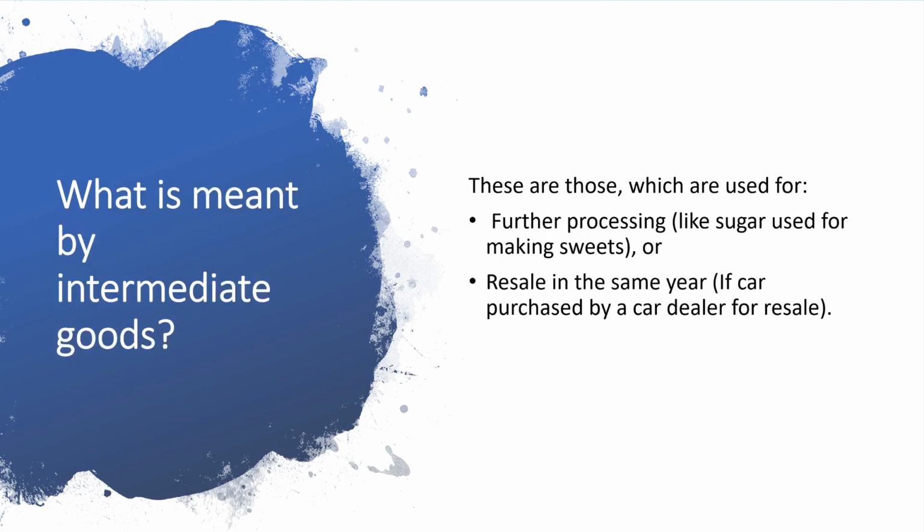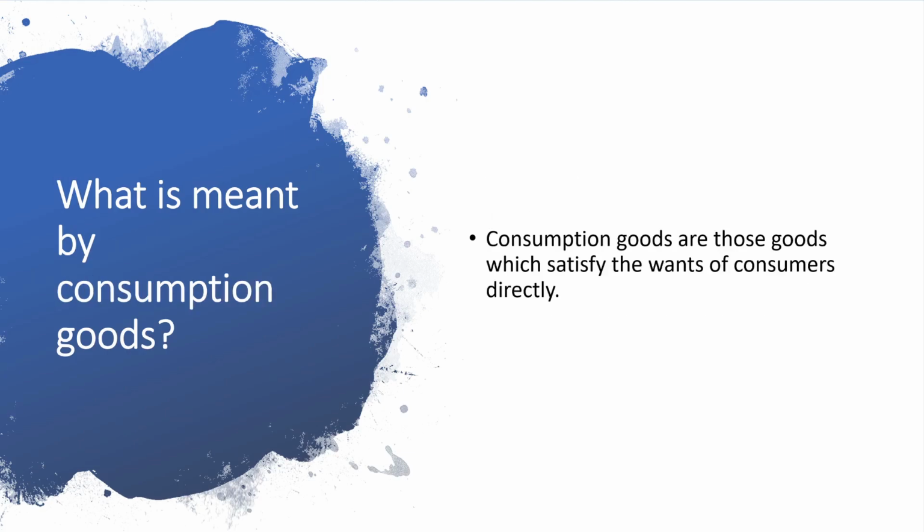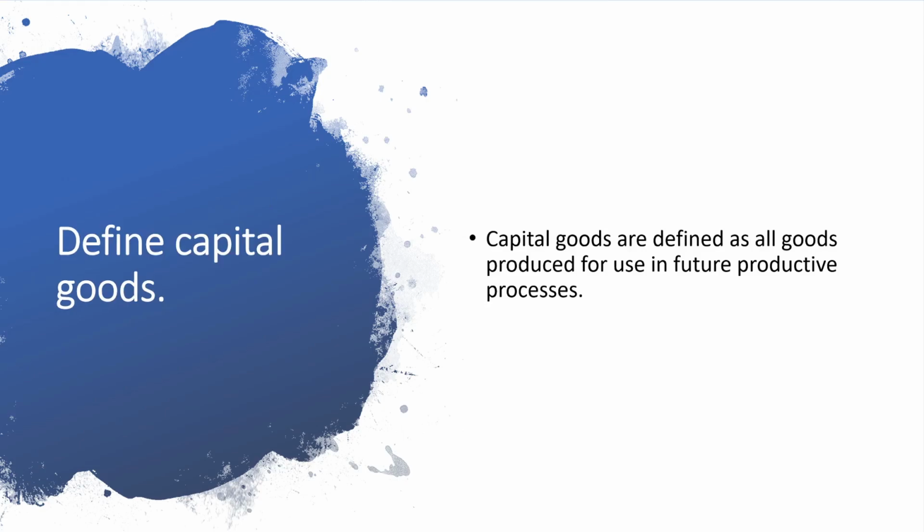What is meant by intermediate goods? These are those which are used for further processing, like sugar used for making sweets, or resale in the same year, like car purchased by a car dealer for resale. What is meant by consumption goods? Consumption goods are those goods which satisfy the wants of consumers directly. Define capital goods. Capital goods are defined as all goods produced for use in future productive processes.